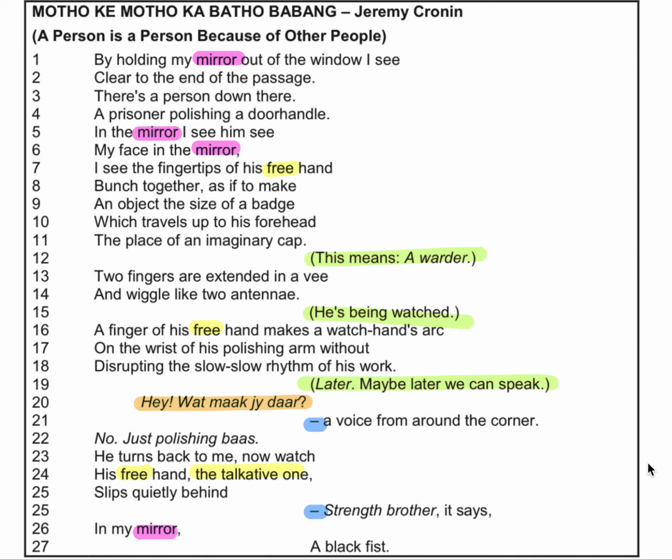He turns back to me, his free hand, the talkative one, slips quietly behind. And there we have another dash, we have another indent. Strength, brother, it says. So he's communicating. The sense of communication is giving them some sort of purpose. It's giving them power, actually, because they are able to communicate to each other that they need to be strong. And there's this inversion because before we had the actual symbol and then we had what it meant. Here we have what it means, strength, and then what is actually seen, which is the fist. And so that's quite significant because it shows how the strength really permeates the communication.